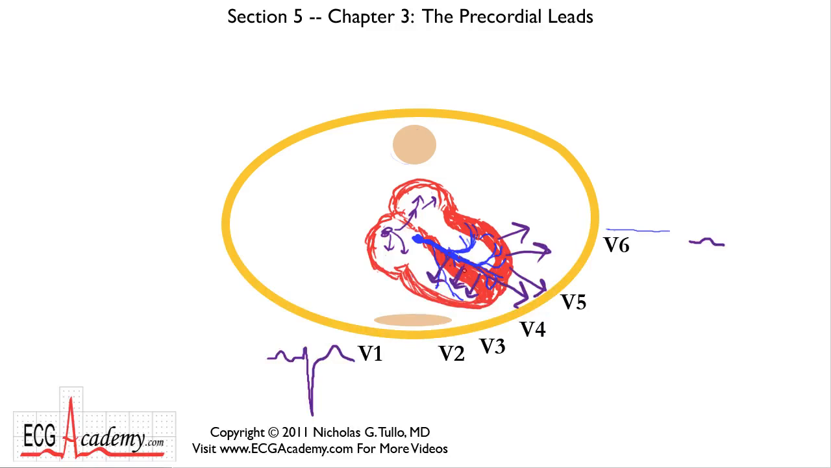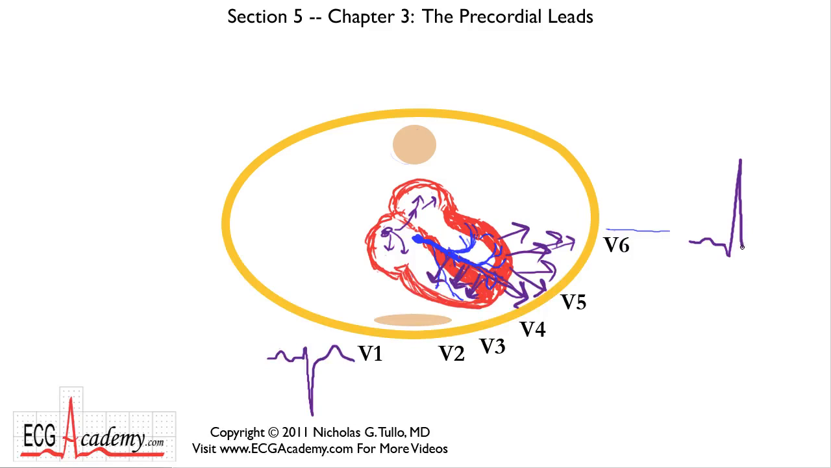But then what happens is the first part of the QRS is going to be going away from V6 because it's the septum that's being activated. And so what you'll get is a negative deflection, a Q wave, which is known as the septal Q wave. And then what happens is the rest of the left ventricle depolarizes, and it's all going towards V6. And so you get a very large R wave.